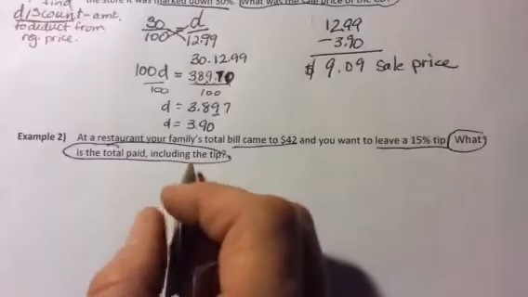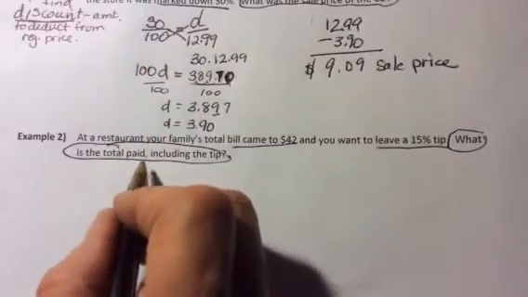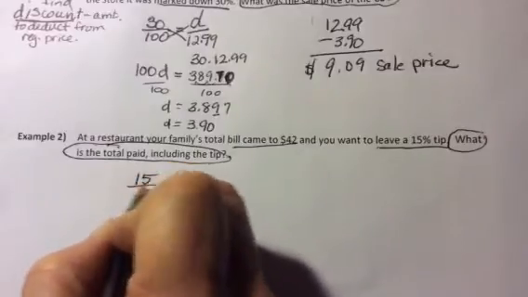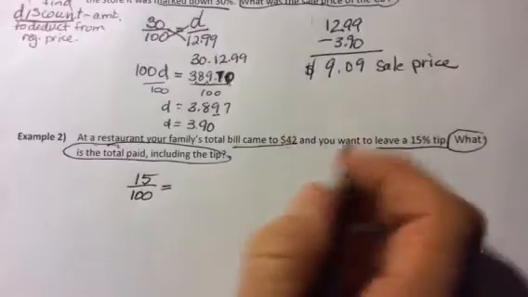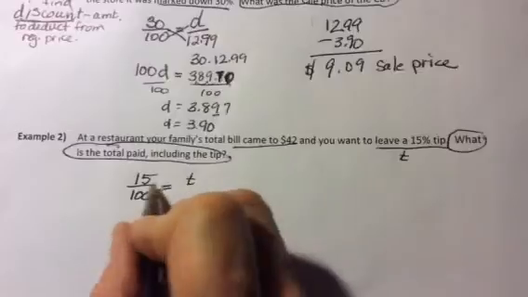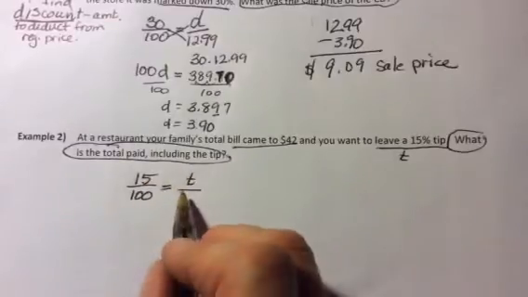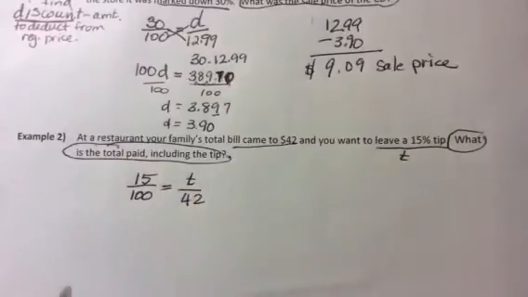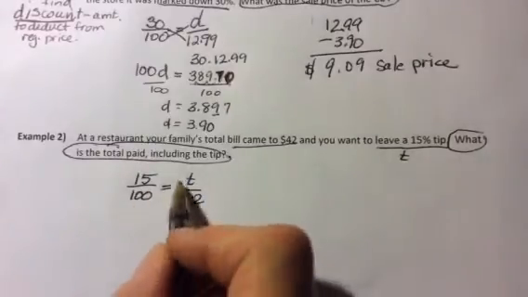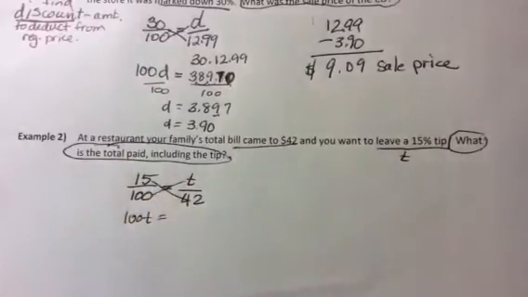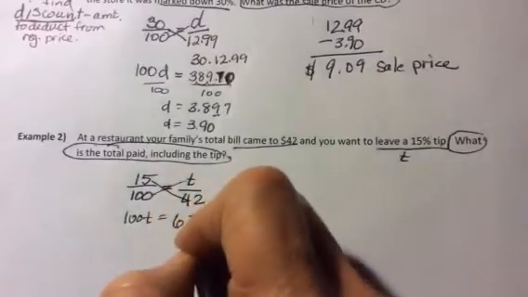Okay, so we're going to set it up like a proportion, and then we'll talk about the mental math. So if we're doing a 15% tip, we'll say 15 out of 100 equals, and I'm going to use T for tip. So our tip is going to be 15% out of the whole, which will be $42. All right, so when we cross multiply, we get 100T equals 15 times 42, which is 630.